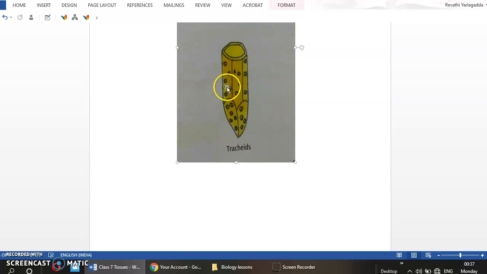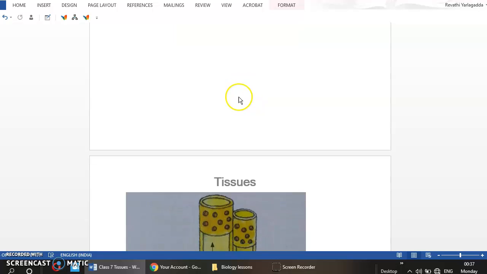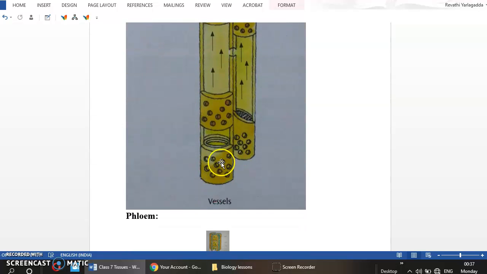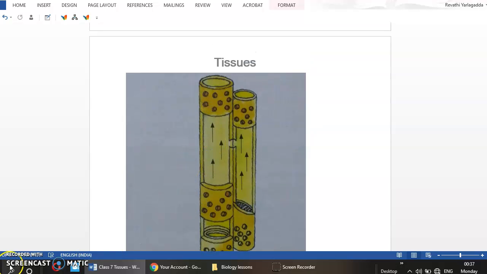So parenchyma and sclerenchyma, we have already seen the structures. That is why I have shown you only the tracheids and vessels. Here also the cytoplasm is absent in vessels. So they contain a cavity within, in the middle of the cell, which is required for the passage of the water and minerals. Next to xylem is phloem.